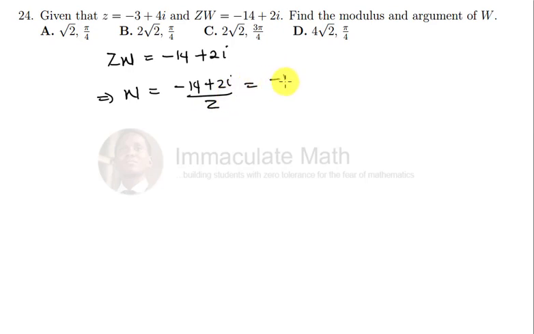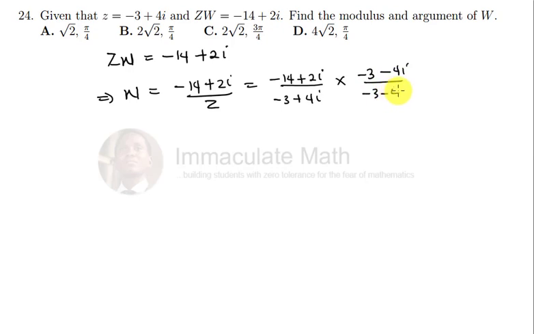Okay, so that means we have this to be what? Minus 14 plus 2i all divided by z. What's my z? My z is minus 3 plus 4i. So if I multiply the numerator and the denominator by the conjugate of the denominator, so that means I have this to be minus 3 minus 4i all divided by minus 3 minus 4i.